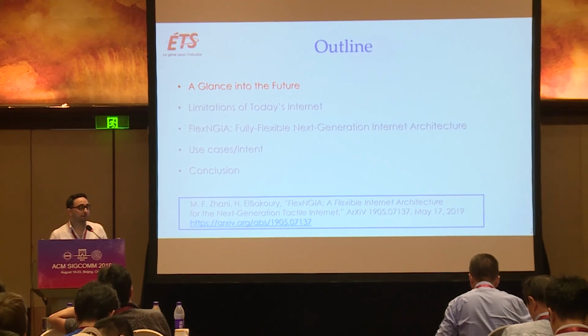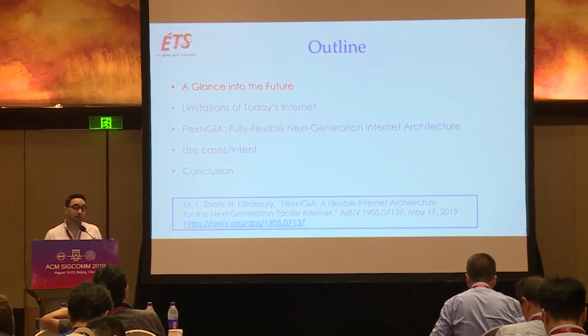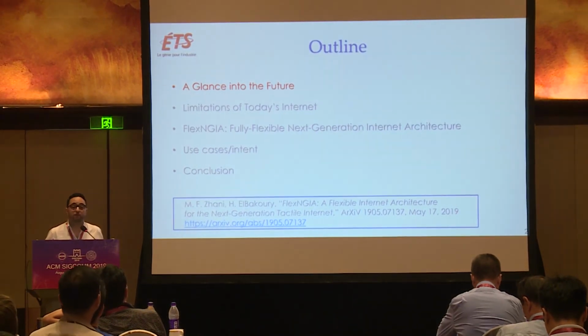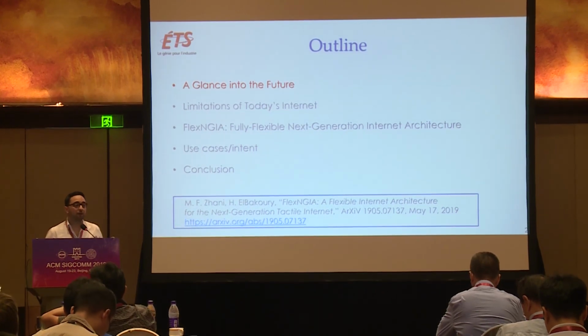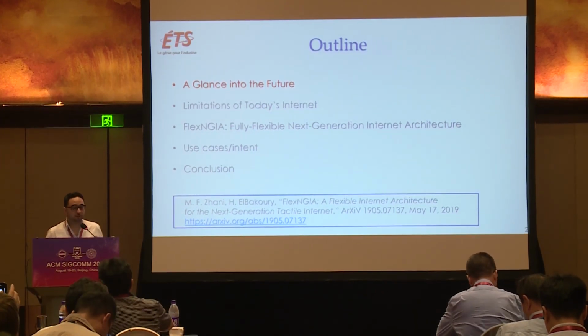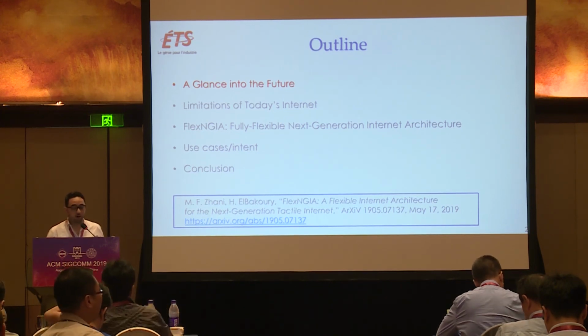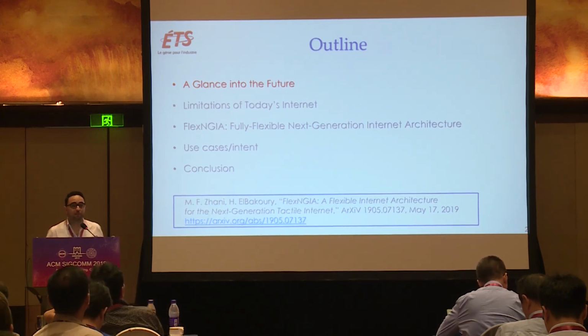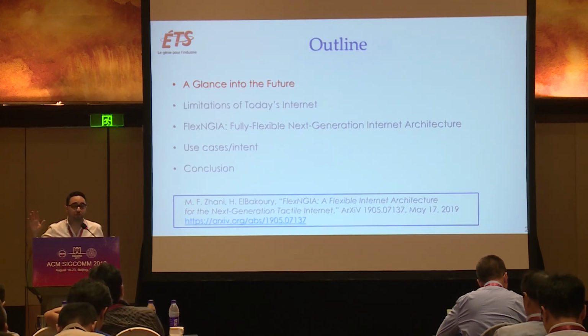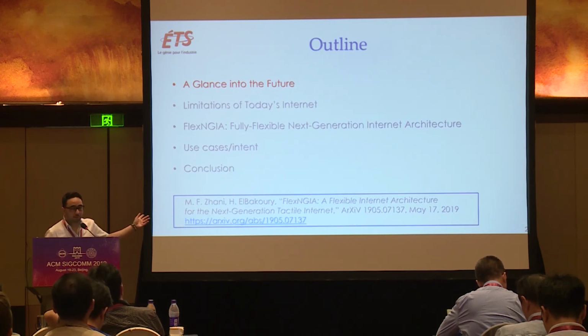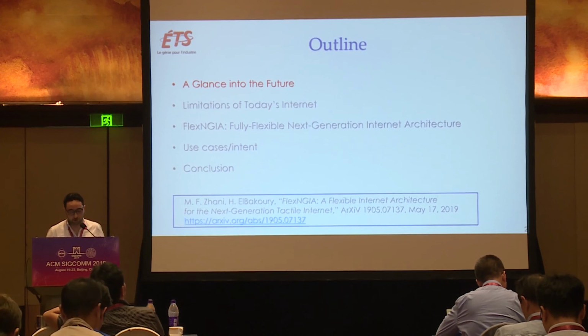What kind of applications are we expecting to see in the near future? What are the limitations of today's internet? What are the main features of the proposed architecture? And through some use cases, I'm going to show you how this architecture can support future applications. I'm only going to present the main features of the architecture, but you can find more details in this paper, which is already available online.